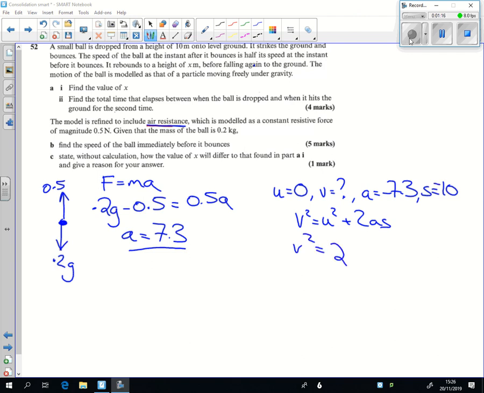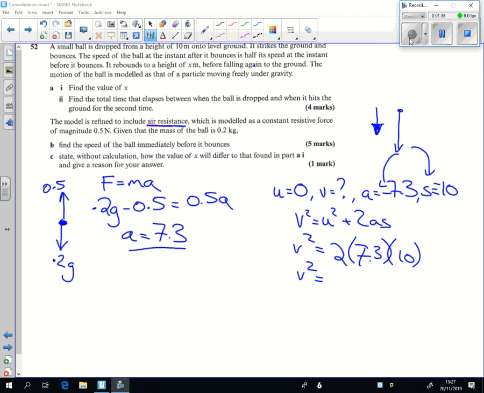It drops 10, sorry. If I'm using a minus there, I had to use a minus there as well, because if the force is going downwards, or the acceleration is going downwards, I've also got to use a distance going downwards as well. So I should have just not put the minuses in at all, shouldn't I?